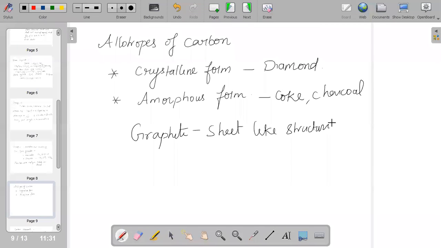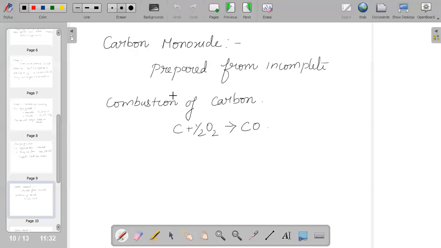When we talk about uses of diamond and graphite, we all know diamond is the hardest substance and it is used as a cutting tool. It is a bad conductor of electricity because it does not have any free electrons. Graphite has a soft structure because of its van der Waals forces, and it is used as a lubricant.